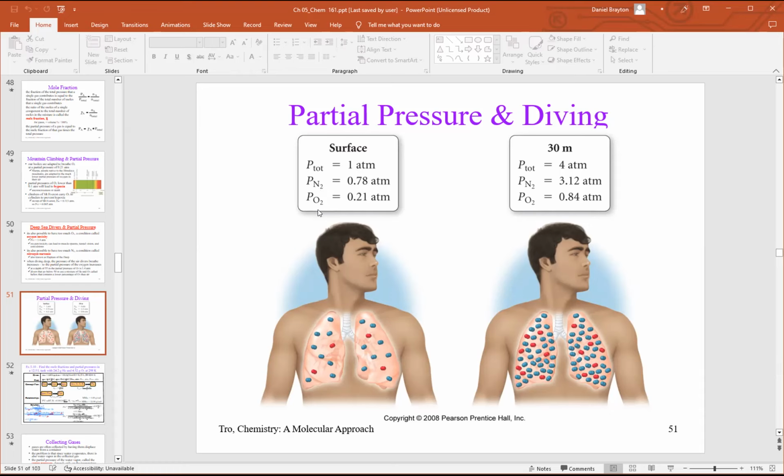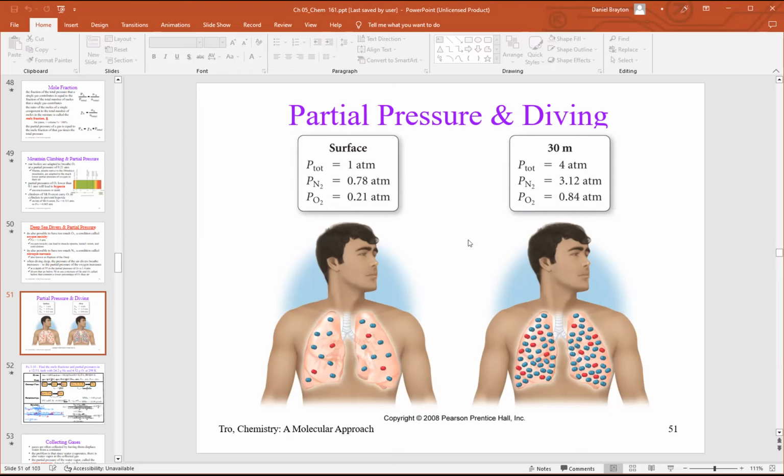Okay. Can you play that example? Well, you see it right here. So this is what it's saying, right? When people go diving, they take a scuba tank and all they do is compress normal sea level air and they go up to 4 atmospheres. So 0.78 times 4 is 3.12. 0.21 times 4 is 0.84.